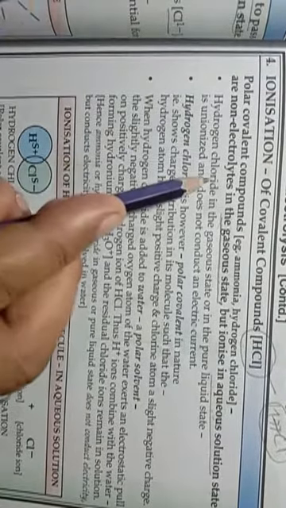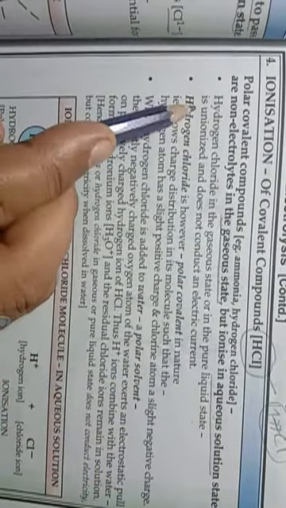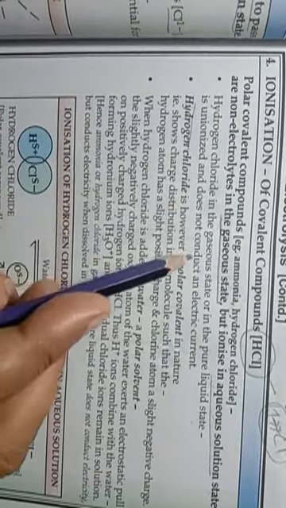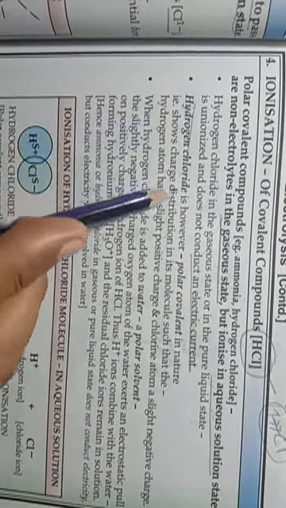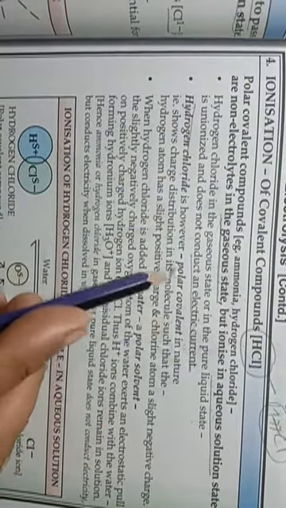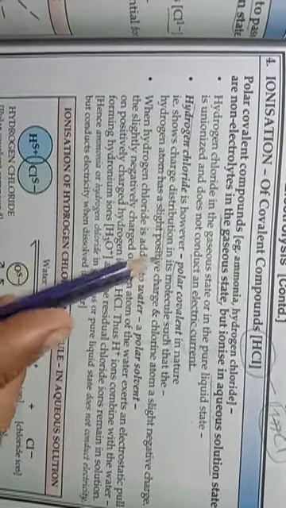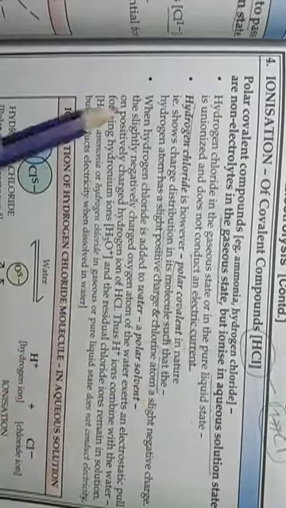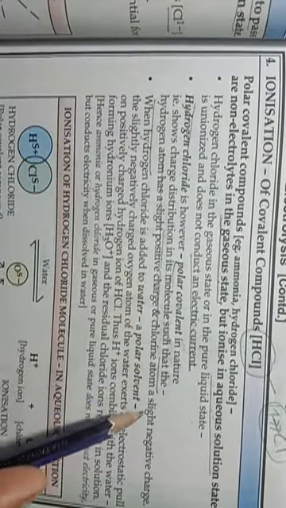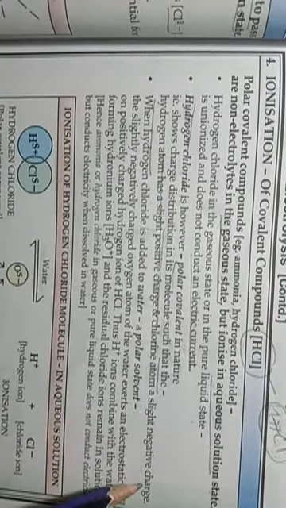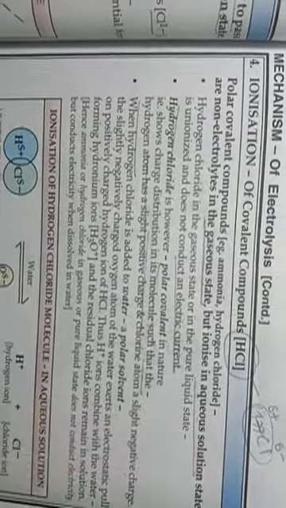So hydrogen chloride in the gaseous state or in the pure liquid state is unionized and does not conduct an electric current due to the absence of ions. Hydrogen chloride is however polar covalent in nature, that is, it shows charge distribution in its molecules such that the hydrogen atom has a slight positive charge and the chlorine atom has a slight negative charge, as I told you already.